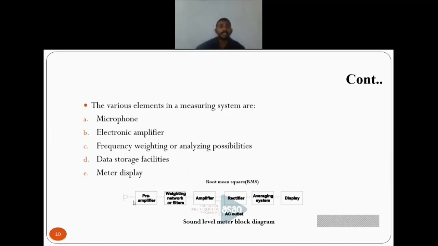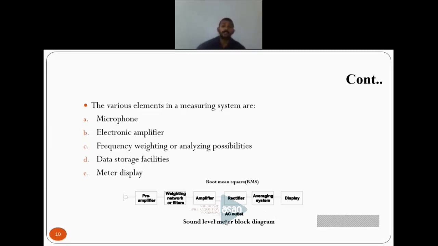The AC signal is handled by the preamplifier here, and after that the weighting network or filters set the frequency at which we want to measure. Next is the amplifier, which multiplies the signal so that we get the data in a good manner. The AC signal is amplified and then directly connected onward.